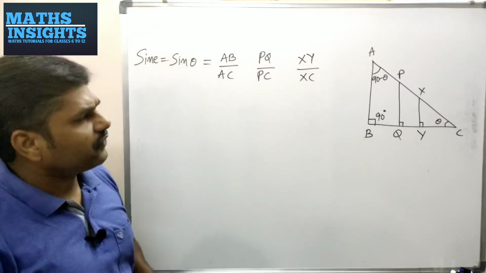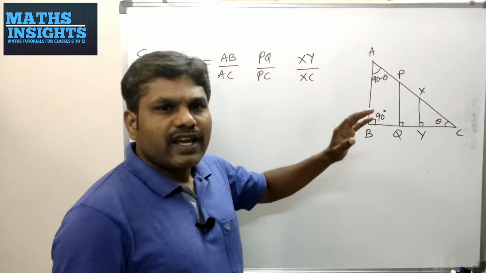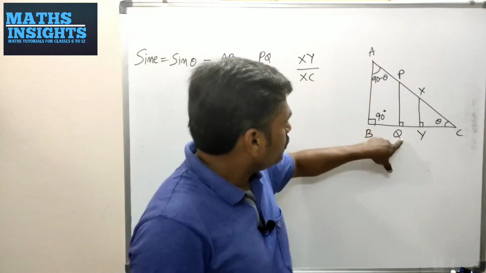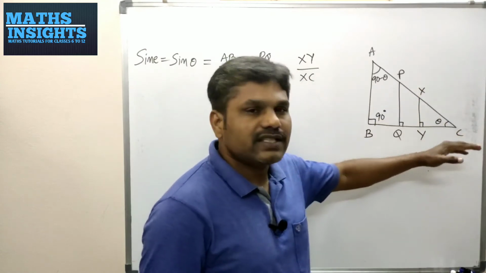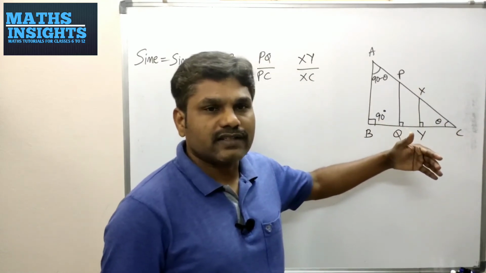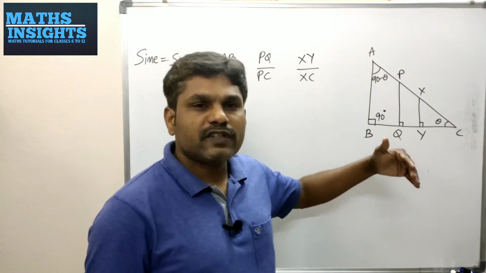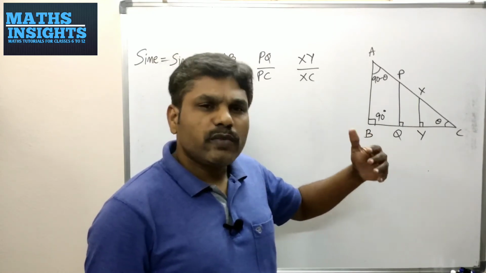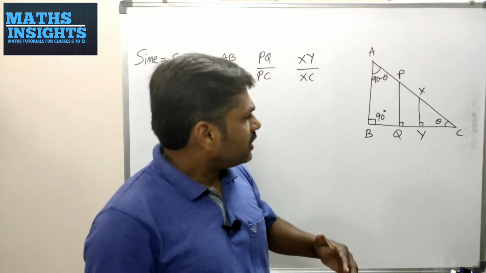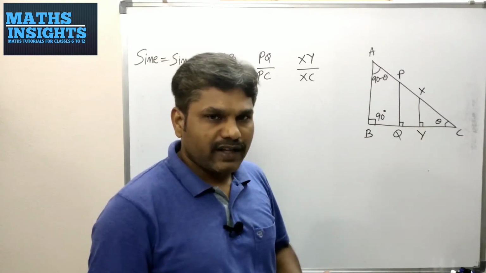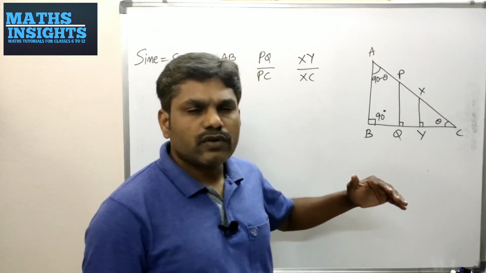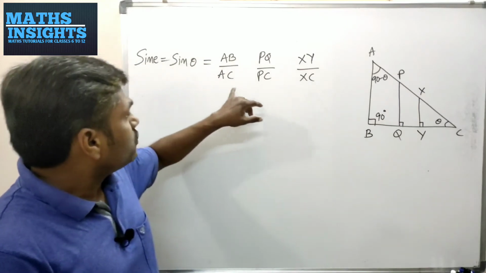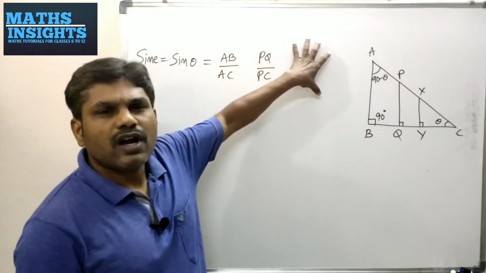If you observe all these ratios in the similar triangles ABC, PQC, XYC, these are all similar triangles. If you want to know what is meant by similar triangles, I have made another video on that. You may see that video also for knowing what similar triangles are. At the end of this video, you may have access to that video also. So what I am going to say is these ratios are equal.